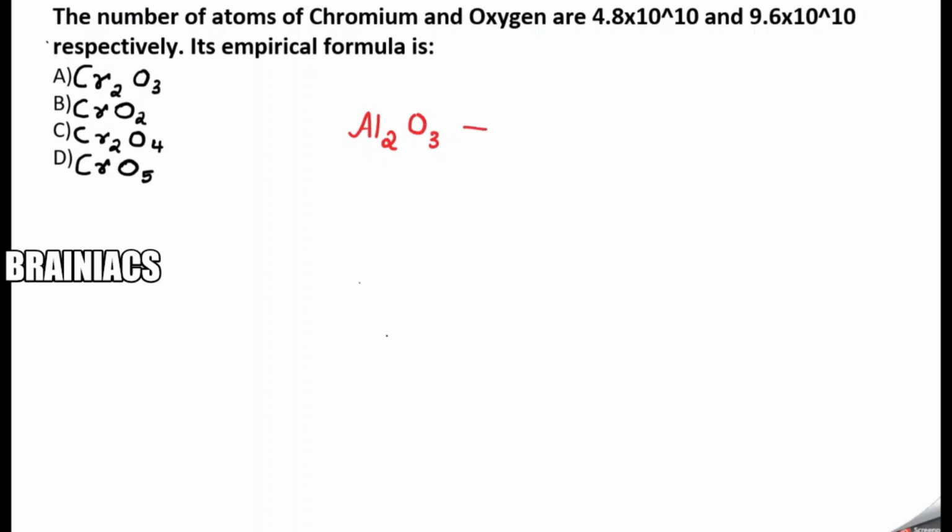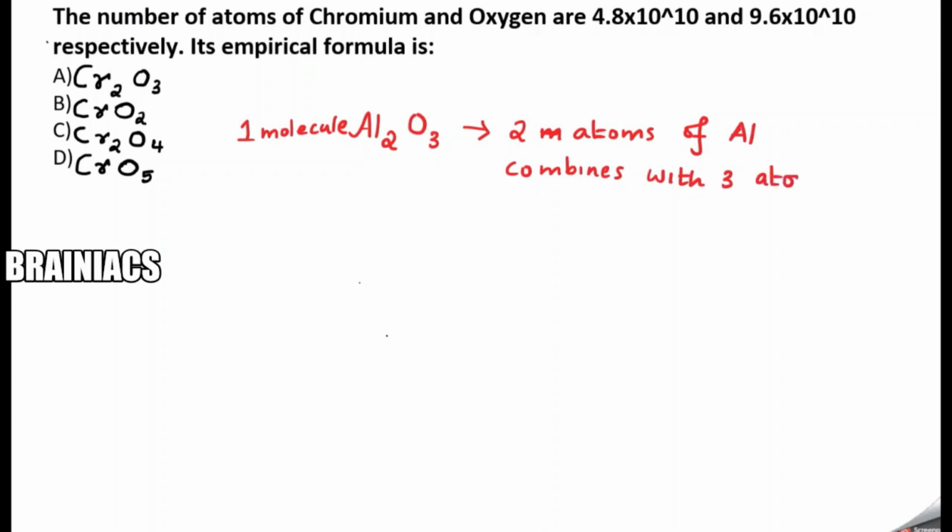Al2O3 means, if I am talking about one molecule, please listen, the terms are very important, I am speaking about one molecule, then it means two atoms of aluminium combine with three atoms of oxygen to form one molecule of Al2O3.